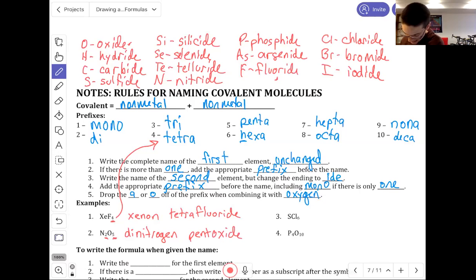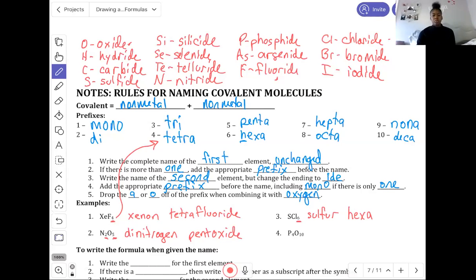So the next one, I've got S. There's no number, so there's no prefix. And I write the full name of that element, sulfur. And then I've got 6. What is my prefix for 6? Hexa. Do I need to drop the A here? No, because I'm not with oxygen. So I keep the A. And Cl becomes what? Chloride. So it would be hexachloride. So sulfur hexachloride.